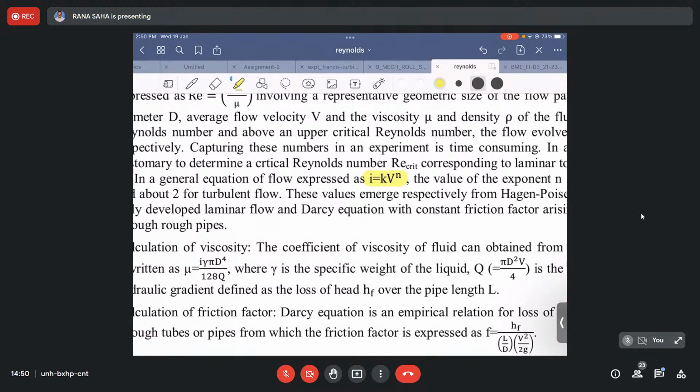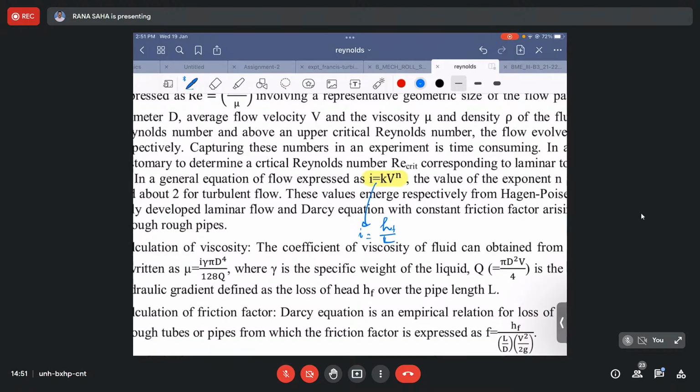Here, this relation that I'm trying to highlight, i equals kV^n for flow through pipes, where i is the hydraulic gradient. Hydraulic gradient means head loss per unit length, dp/dx kind of thing. That is h by L, where L is the length of the pipe under consideration. Over this length the head loss is hf. So that is basically i, sort of dp/dx. This hydraulic gradient is related to the average velocity by the general expression i equals kV^n.